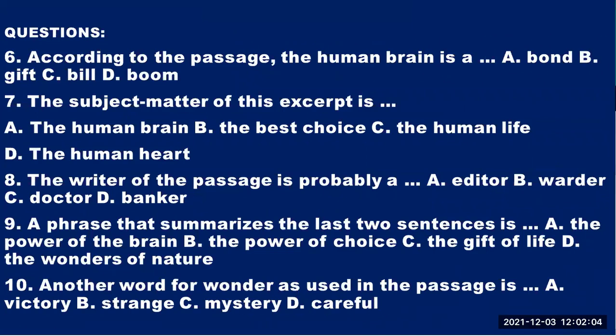reading the questions. Questions 6 to 10, those are the questions that follow the summary passage. Question 6 is, according to the passage, the human brain is a dash, A, bond, B, gift, C, bill, D, boom.